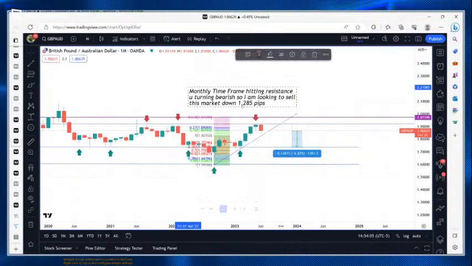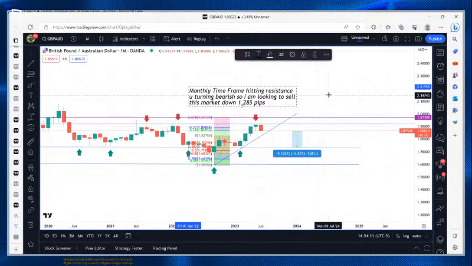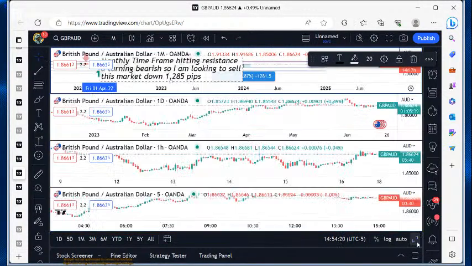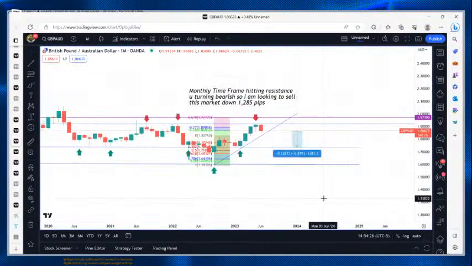All right. So monthly time frame hitting resistance, U-turning bearish. So I'm looking to sell this market down 1,285 pips down to a known level of U-turn to support. Let's bring that back up. All right.